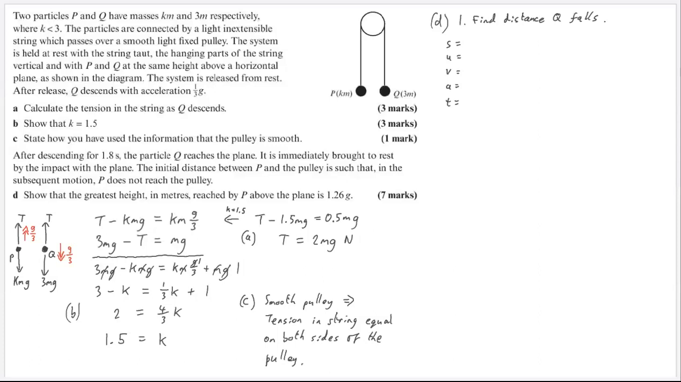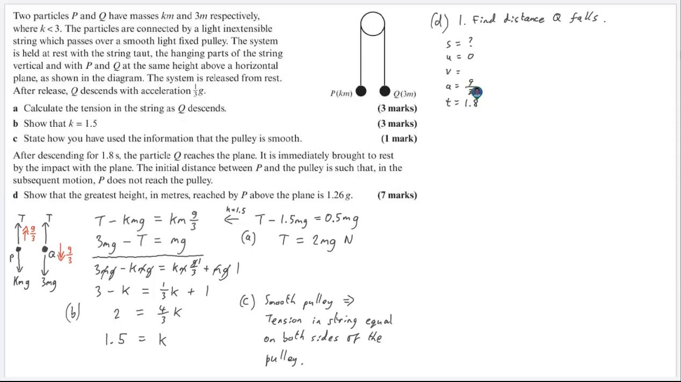So firstly, we need to find the distance that Q falls. Well, let's see what information we've got. We want to know S. It's released from rest. We will be interested in V, but not right now. A we know is G over 3, because that was told to us in the question, and we've used it before. So G over 3, or a third G. And the time we're told in the question is also 1.8 seconds.